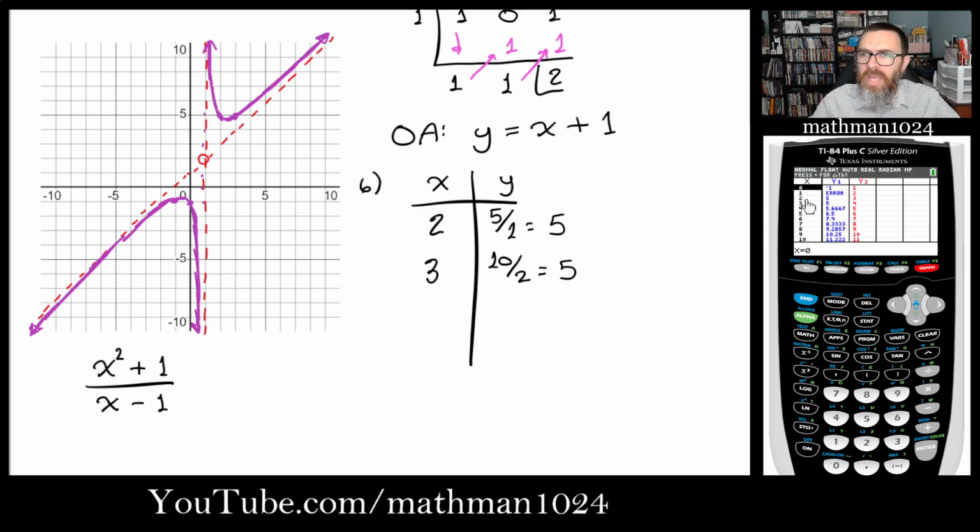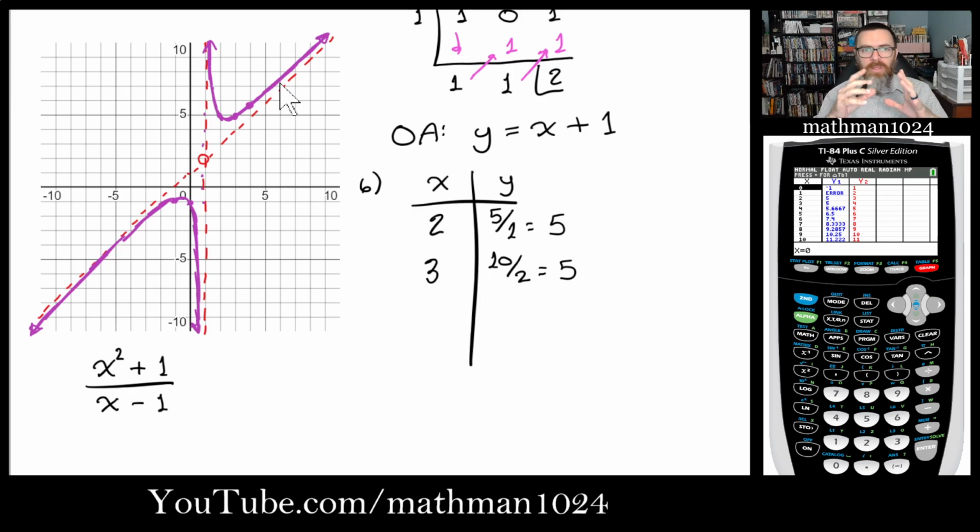So we were checking at 2. Okay, yeah. So we plug in 2, we get 5. Plug in 3, you get 5. If I were to plug in 4, I get 5 and 2/3. So at 4, you'd be at about 5 and 2/3 right there. So yeah, everything that we see here is definitely matching up with the graph.